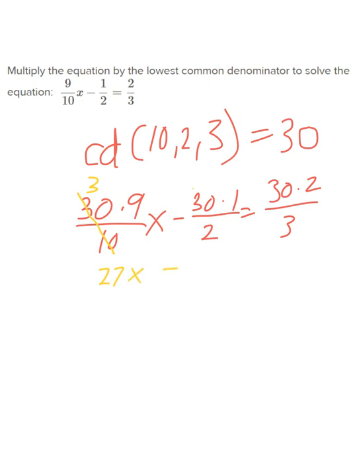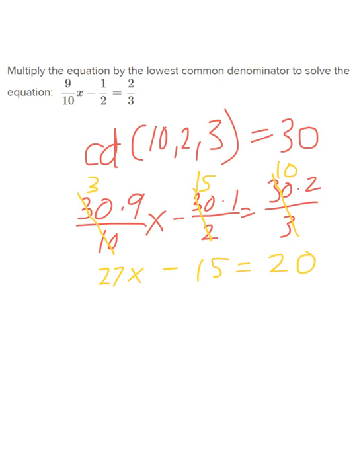Divide first. 30 divided by 2 is 15. 15 times 1 is 15. Divide first. 30 divided by 3 is 10. 10 times 2 is 20. Look at that. Multiply every term by the common denominator. It makes things look a lot easier to solve because the fractions go away and all you have left are whole numbers.